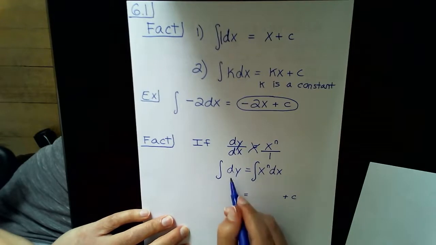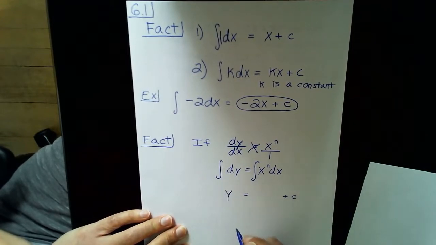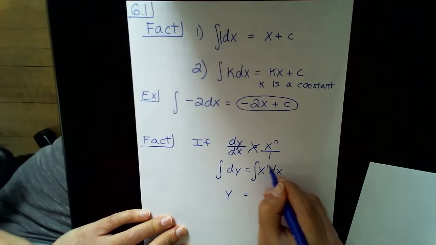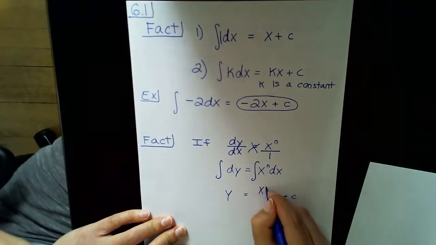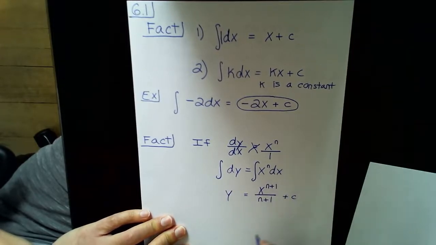So let's go ahead and do that. What's the antiderivative of dy? It's just y. We don't have to worry about the plus c because we've already put it on the other side of the equation. What's the antiderivative of x to the n? It's x to the n plus 1 over n plus 1.